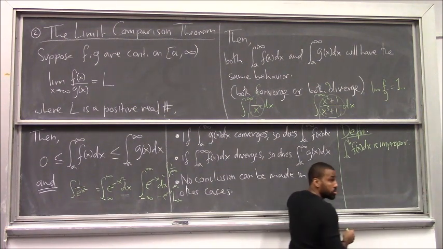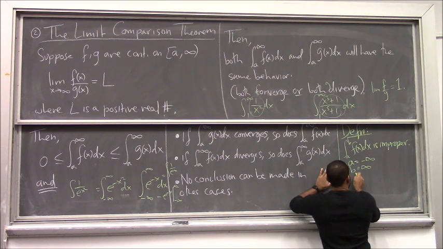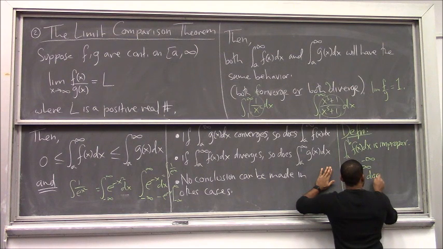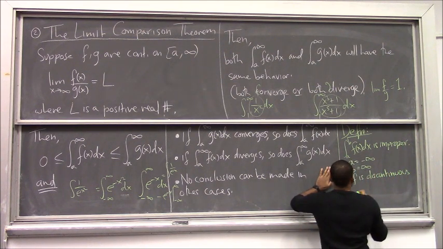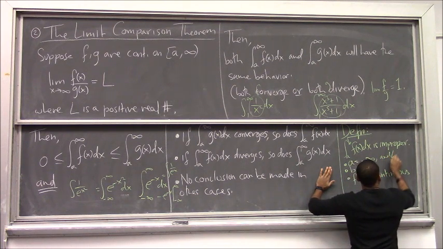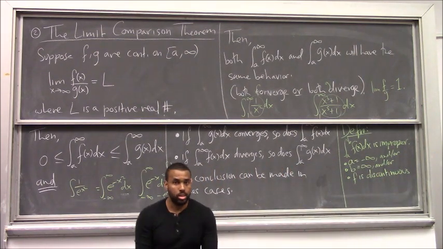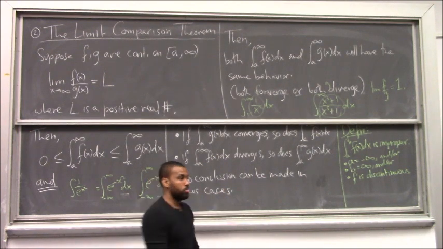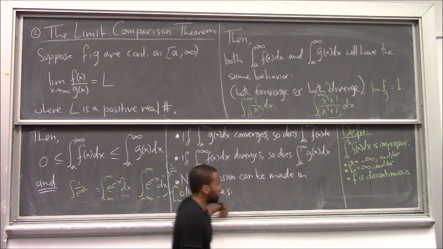There are three things. Either a equals negative infinity, or b is equal to infinity, or f is discontinuous on the interval a, b. And if we just wrote that, is that correct? No. There's a very important distinction of what makes something improper.